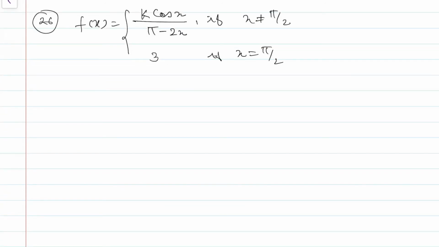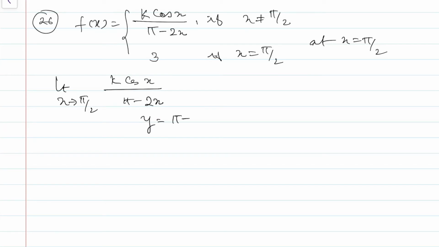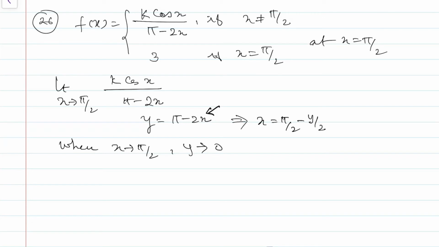In this problem, we are given that the function is continuous at x equal to pi by 2. It means that at this point, the limit of the function and the value of the function should be equal. So let us first find the limit, limit x tends to pi by 2 of k cos x divided by (pi minus 2x). Let us introduce one more variable, y is equal to pi minus 2x. When x tends to pi by 2, y tends to 0. And from this we can conclude x is equal to pi by 2 minus y by 2.